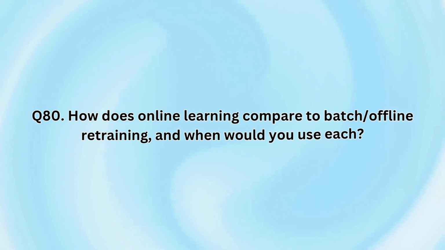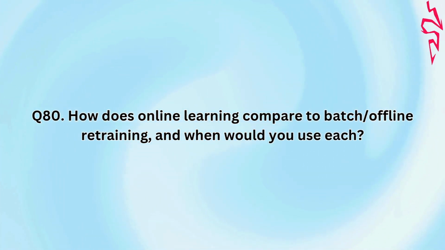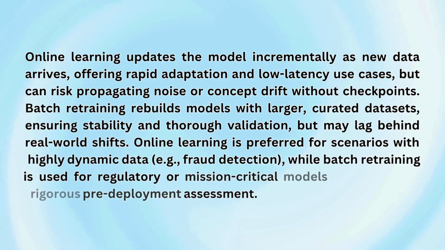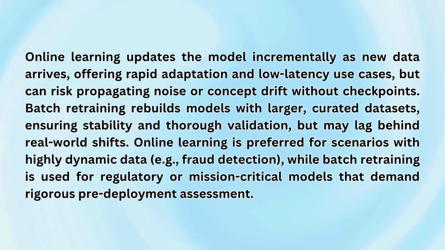How does online learning compare to batch offline retraining, and when would you use each? Online learning updates the model incrementally as new data arrives, offering rapid adaptation and low-latency use cases, but can risk propagating noise or concept drift without checkpoints. Batch retraining rebuilds models with larger, curated datasets, ensuring stability and thorough validation, but may lag behind real-world shifts. Online learning is preferred for scenarios with highly dynamic data, for example fraud detection, while batch retraining is used for regulatory or mission-critical models that demand rigorous pre-deployment assessment.